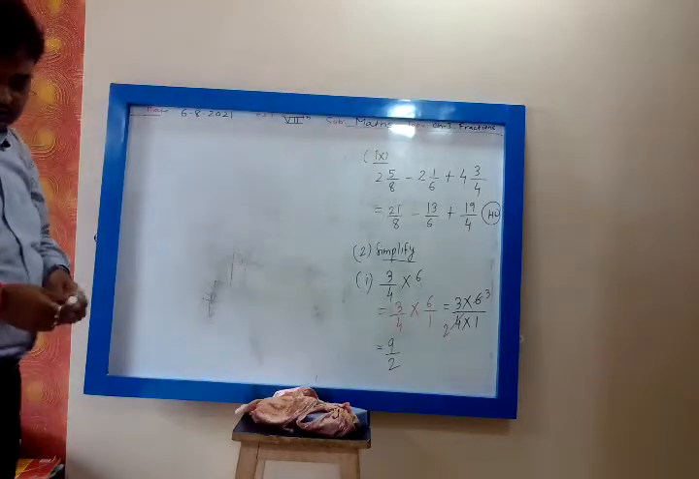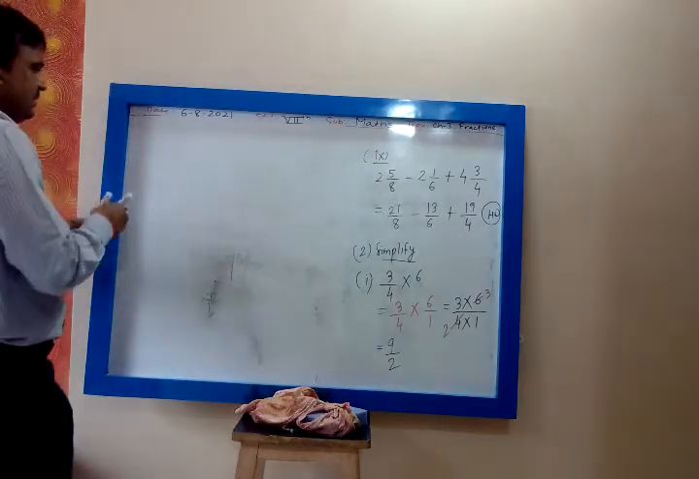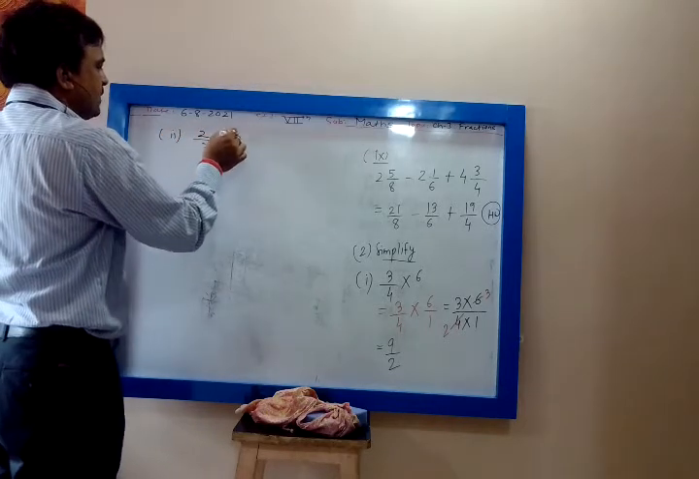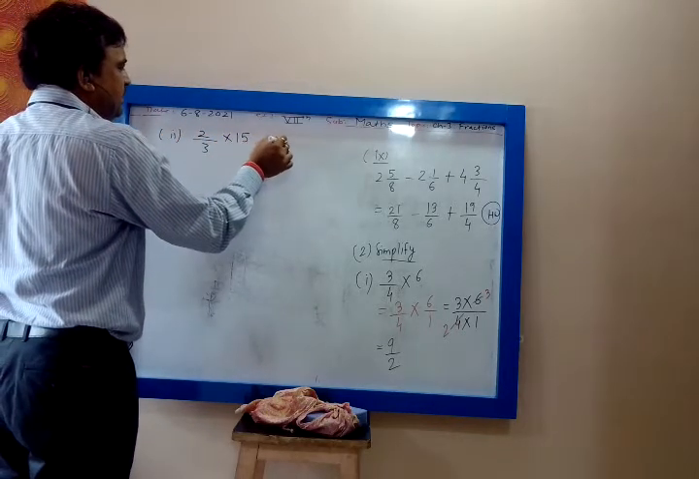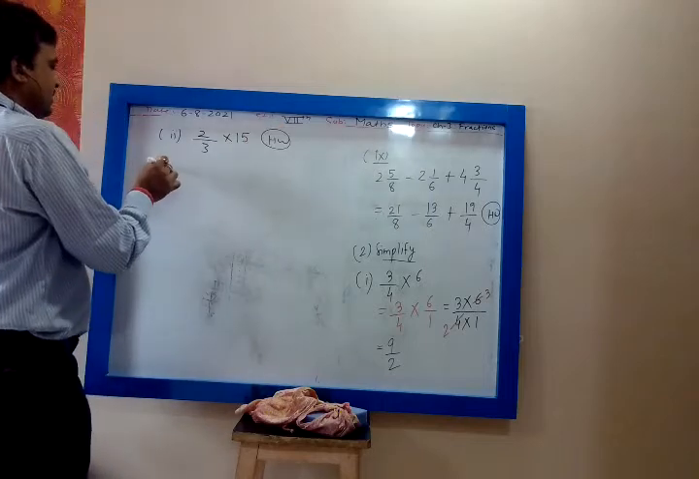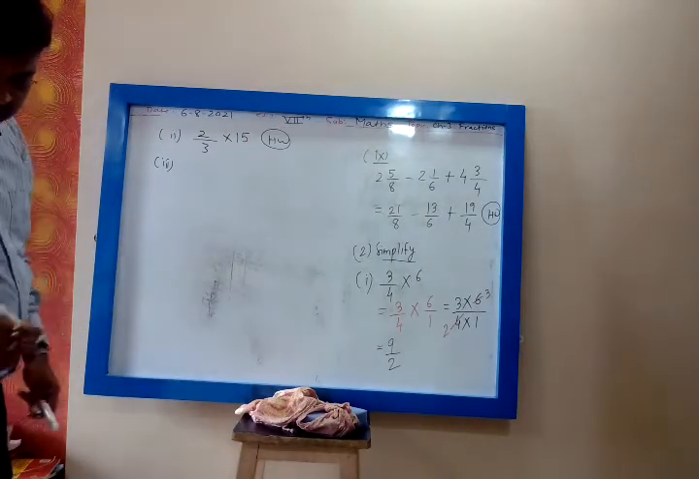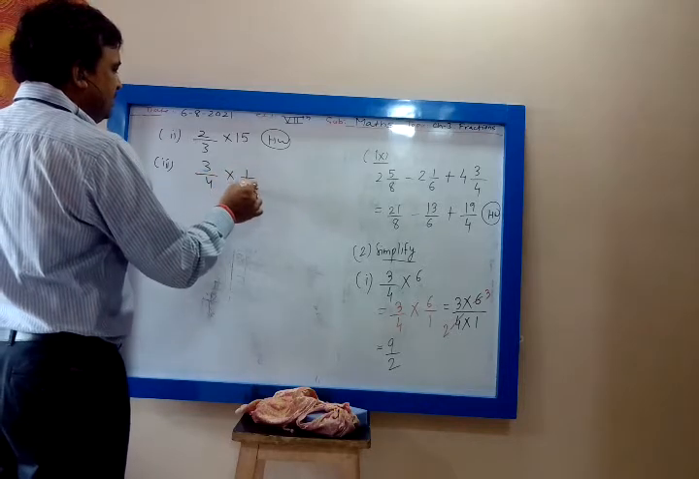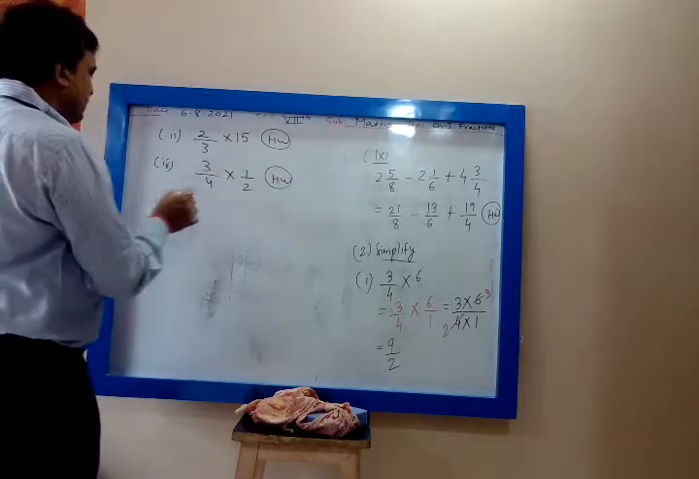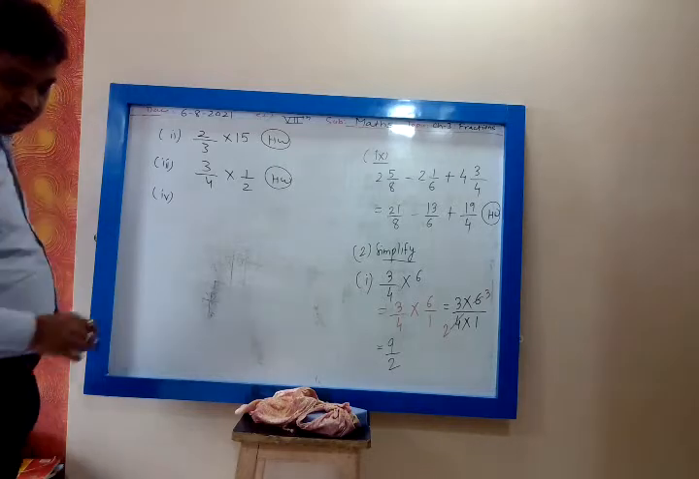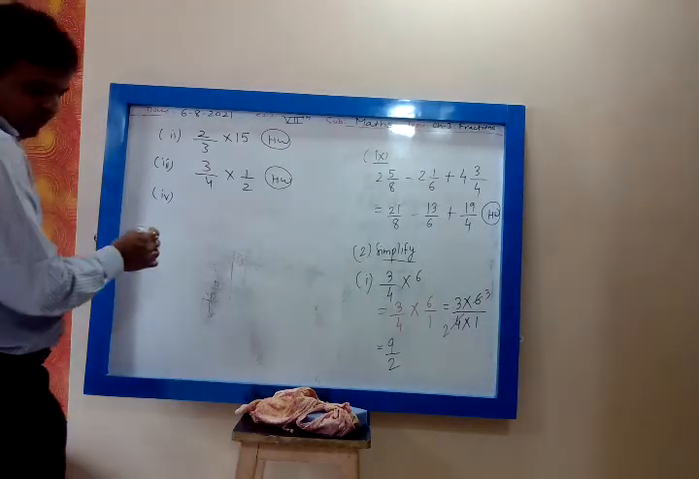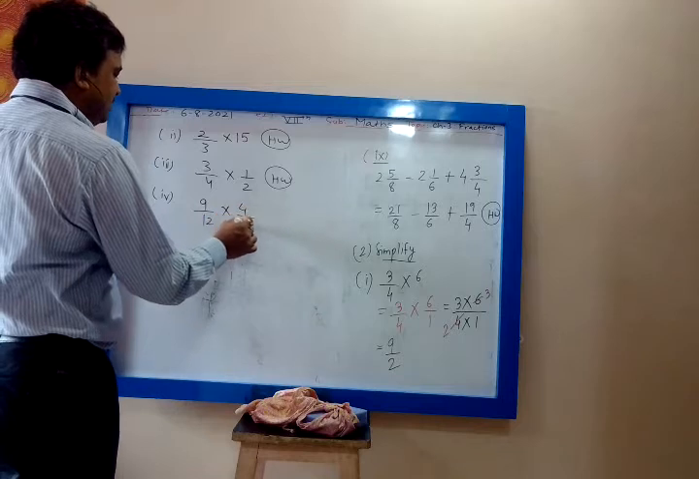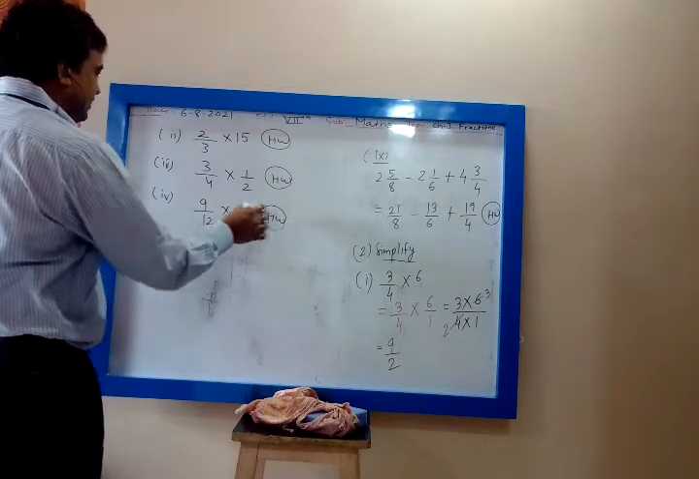Okay. Now second, 2 by 3 into 15. 15 you will write 15 upon 1, then homework. Then third one, 3 by 4 into 1 by 2. Multiply numerator to numerator, denominator to denominator. Homework. Then fourth one, 9 by 12 into 4 by 7. Multiply numerator to numerator, denominator to denominator. Homework.